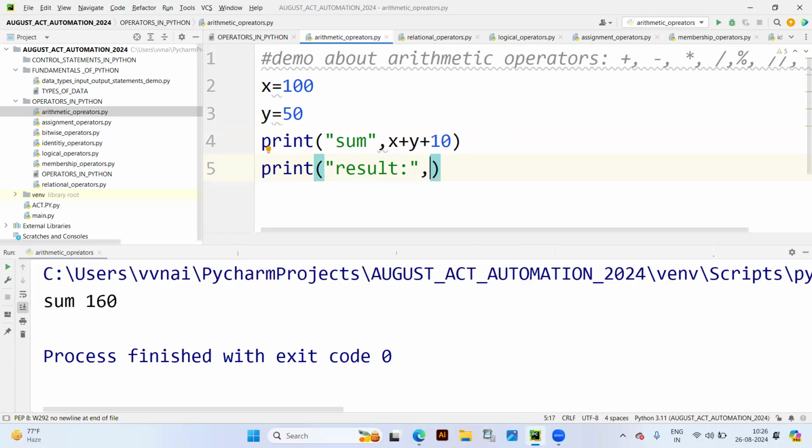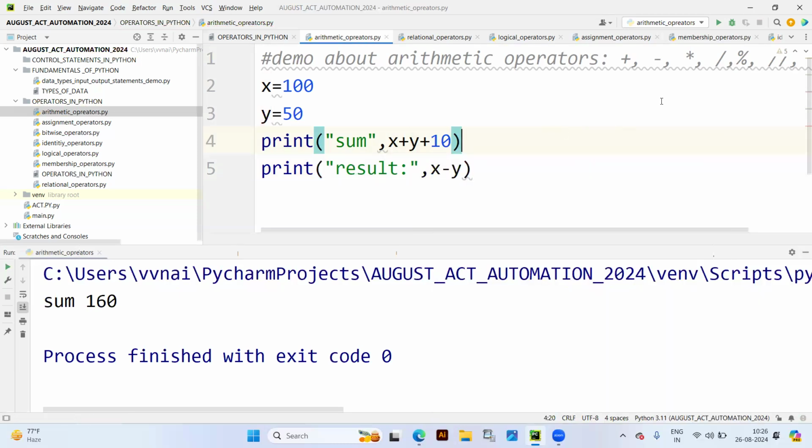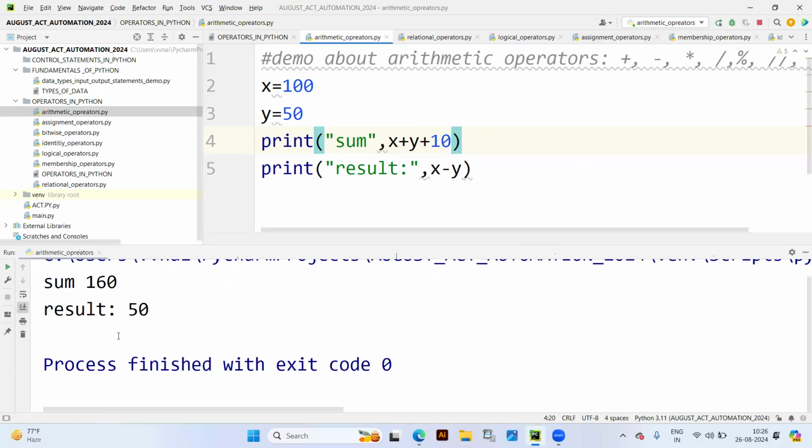Clear? X minus y. So now absolutely 50 is the expected answer for us. Is that clear? I'm just demonstrating to you how the plus operator is used as part of the programming you have to learn. So the syntax will be quite common. The print statement is the output statement. Already in the previous class I demonstrated it to you.